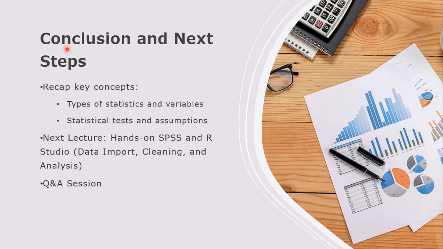The key takeaways: just remember the types of statistics. We have descriptive and inferential statistics. We have categorical and numerical variables, which are further divided according to type. Remember the statistical tests. We have three main statistical tests that we use: the parametric, non-parametric, and regression. Also remember the assumptions for each, but you don't necessarily have to memorize them.